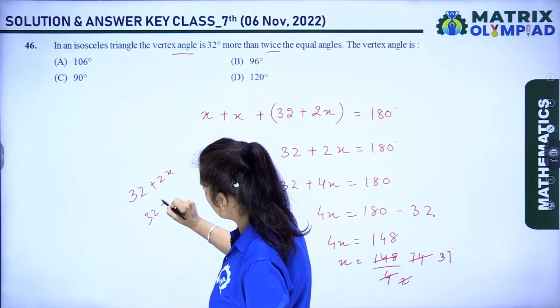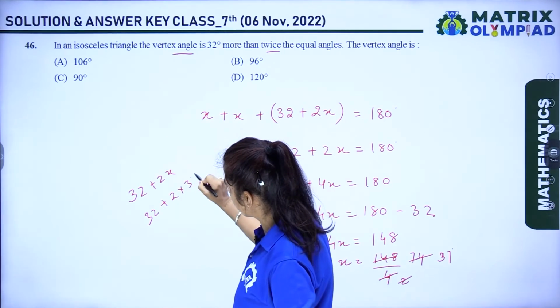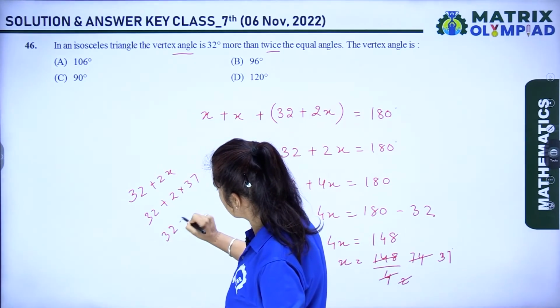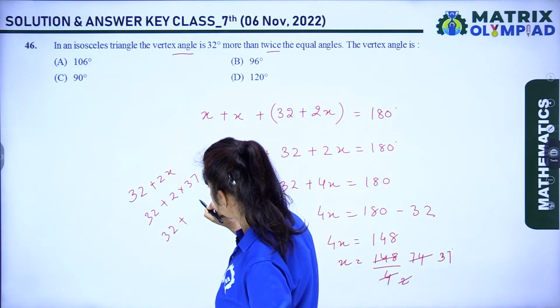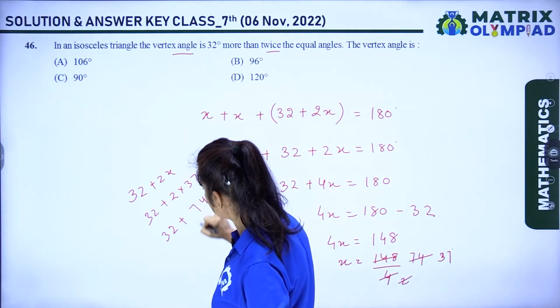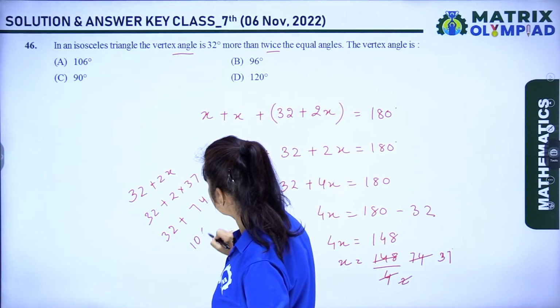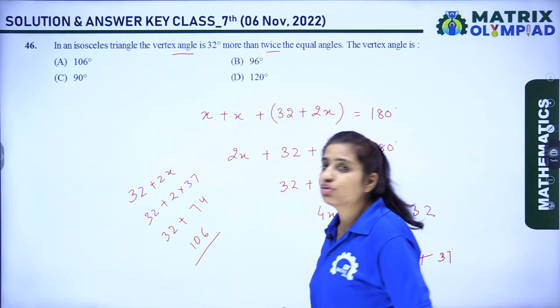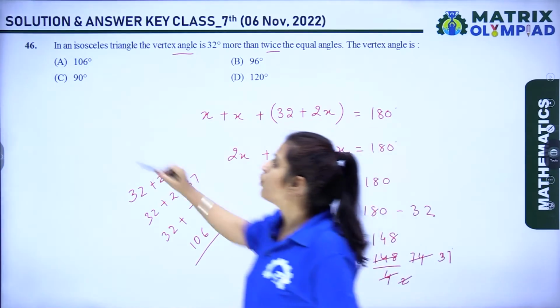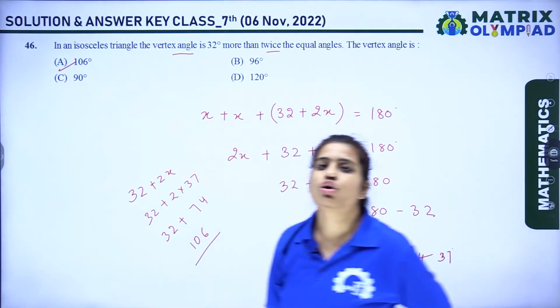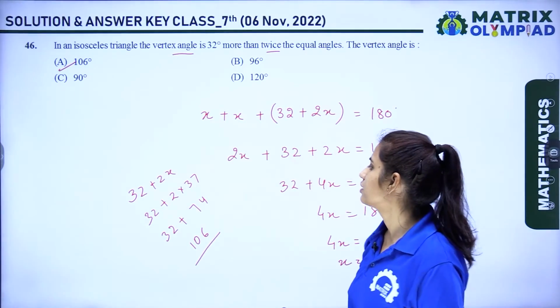So here 32 plus 2 multiplied by 37, we get 32 plus 74, here 106. So the value of vertex angle is 106 degree. So option A is the correct answer.